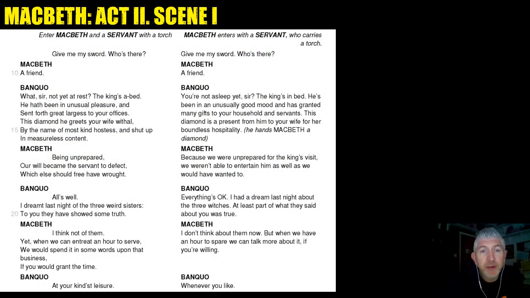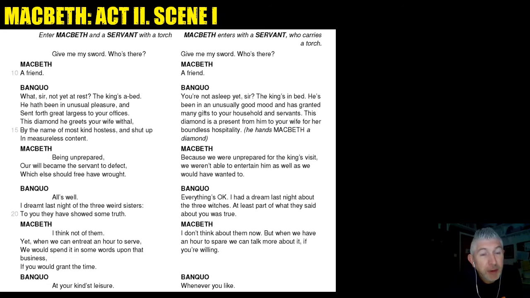Enter Macbeth and a servant with a torch. Banquo: Give me my sword. Who's there? Macbeth: A friend. Banquo: What, sir, not yet at rest? The king's abed. He hath been in unusual pleasure, and sent forth great largesse to your offices. This diamond he greets your wife withal, by the name of most kind hostess, and shut up in measureless content.